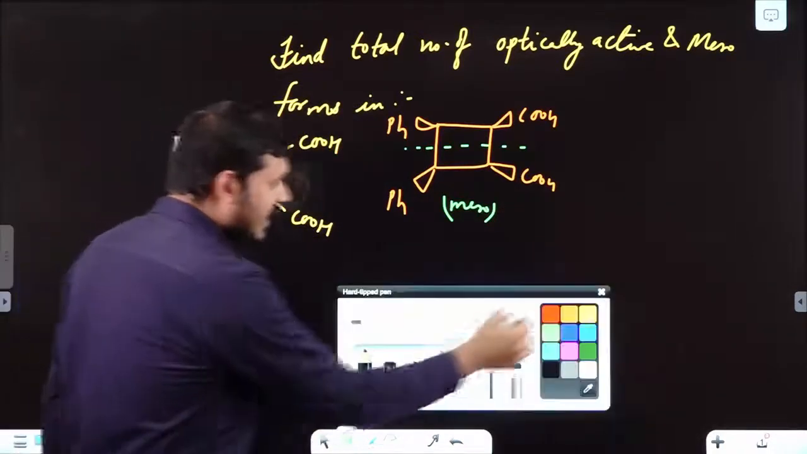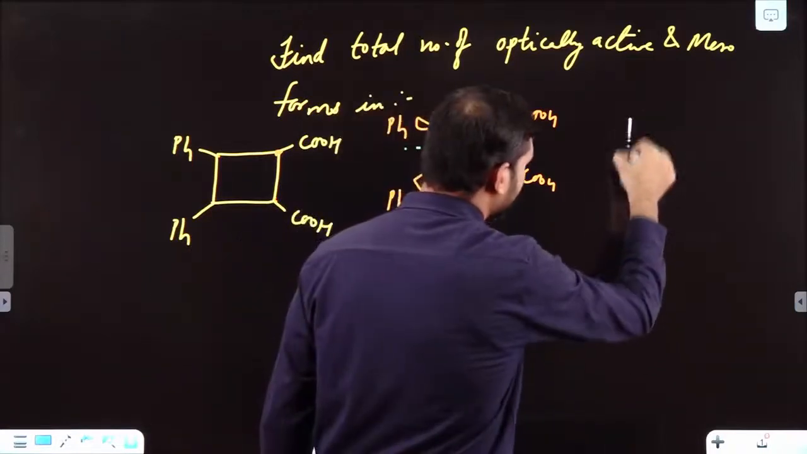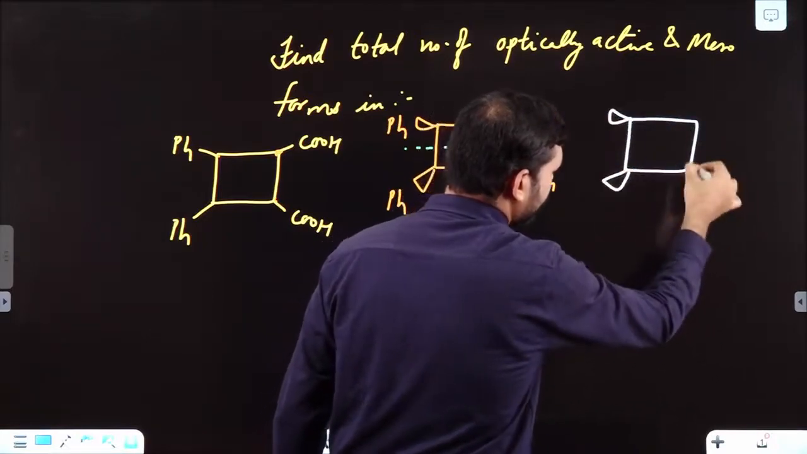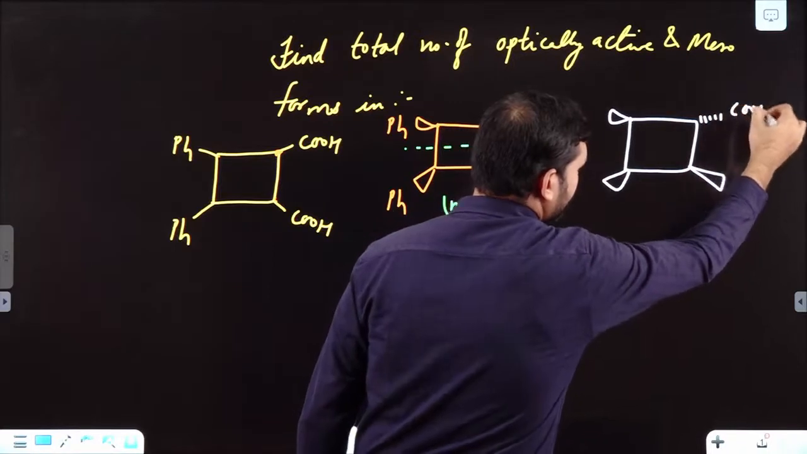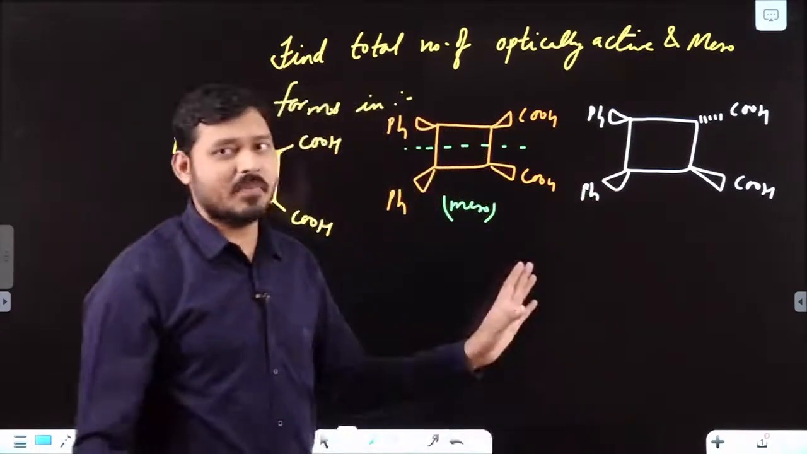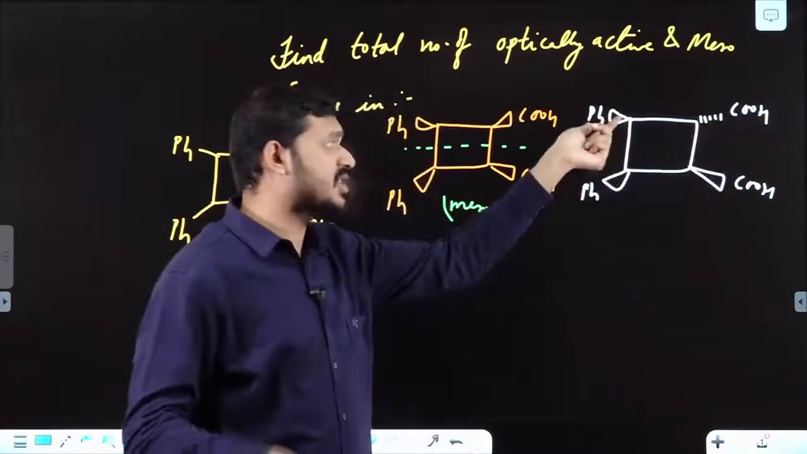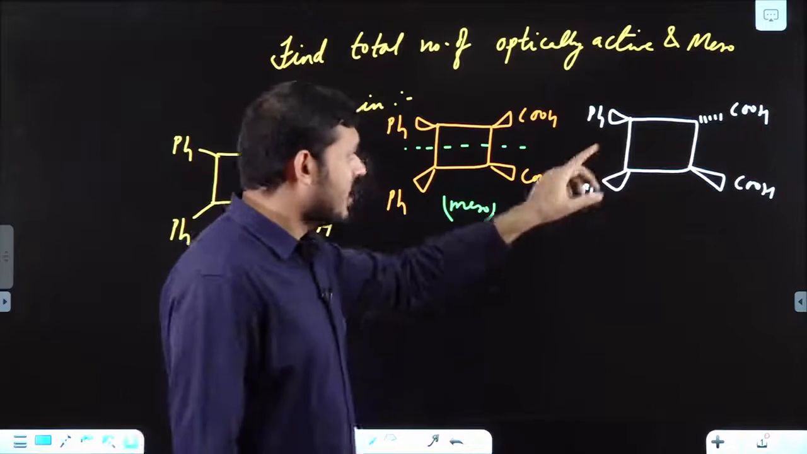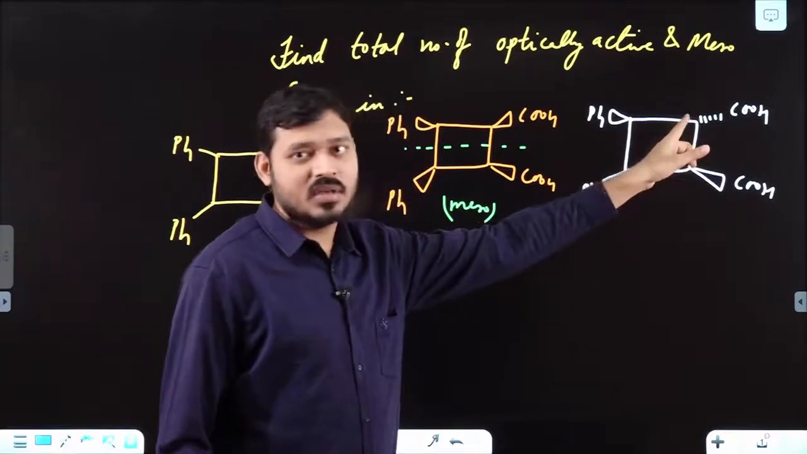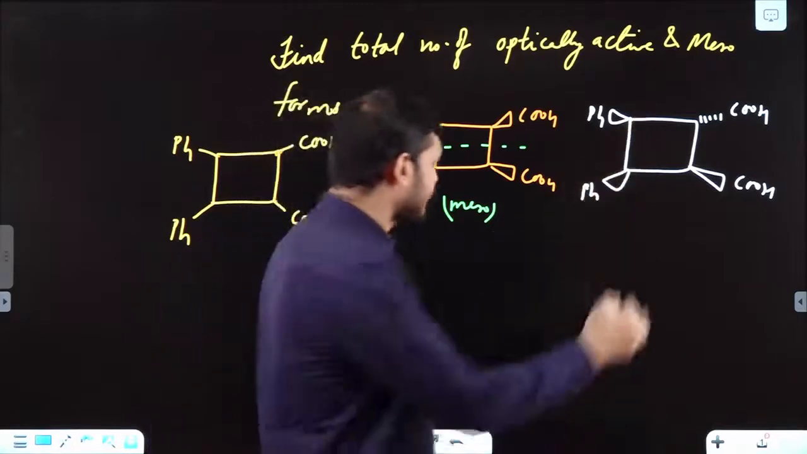Okay, second case, any one group on a different side. Now in that case what happens, you have two possibilities, place either COOH on a different side or place pH on a different side. Okay, so let me draw first COOH on the opposite side. In this case neither you can make COS nor you can make a plane of symmetry. So in this case you can find that it is optically active.